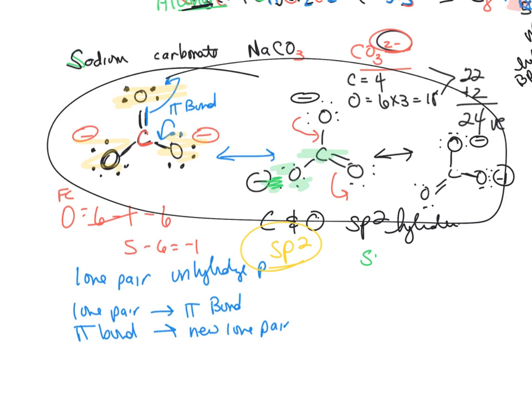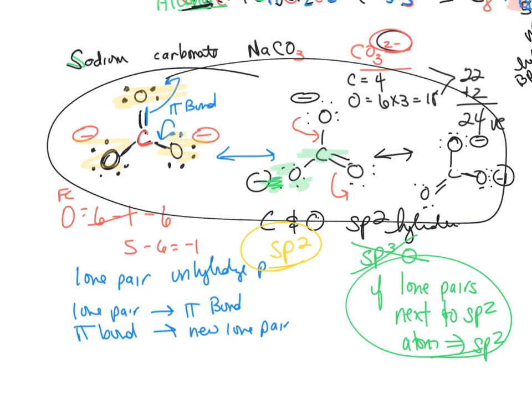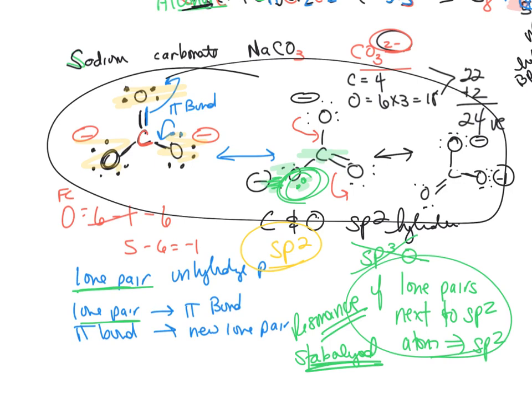But that's not right, because if you have lone pairs next to an sp2 atom, it will be sp2. And you're going to see that rule over and over again because resonance always dominates. It is a thermodynamic sink. It's a driving force. It really stabilizes thermodynamically. And so those electrons here will participate in resonance. The only way those lone pairs can participate in resonance, meaning the lone pair becomes a new pi bond, is if it has an unhybridized p orbital. And the unhybridized p orbital has to be in either an sp2 or an sp.